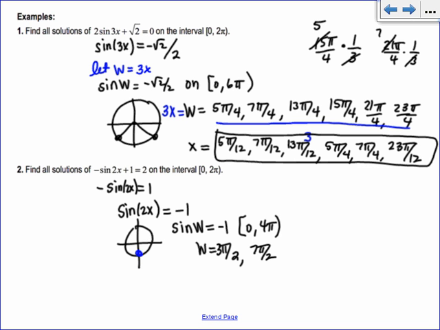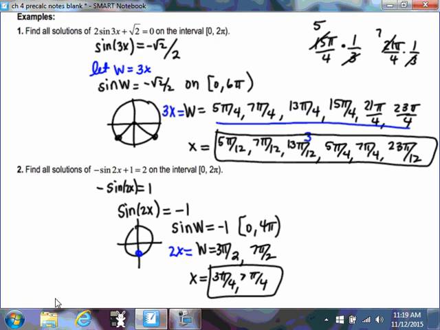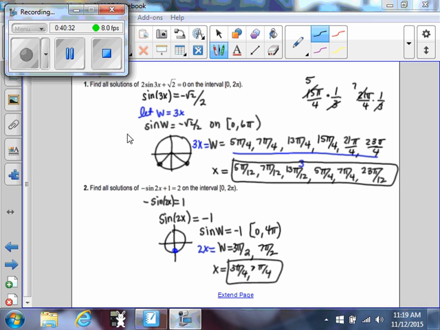All right, so we get that. So that's what w is. So remember, w is equal to 2x. So we divide by 2. So we get x equals 3 pi over 4 and 7 pi over 4. Those are our two answers. And that's it. So it's a pretty easy process. Just remember to double the interval, triple the interval, whatever you need to do. Okay, that was the last one, right?